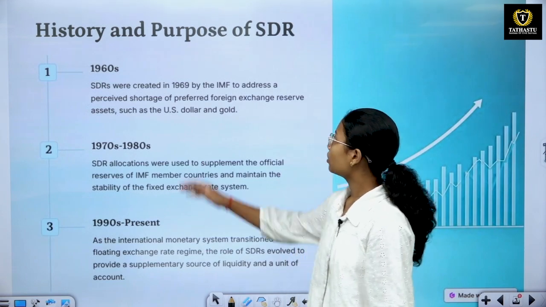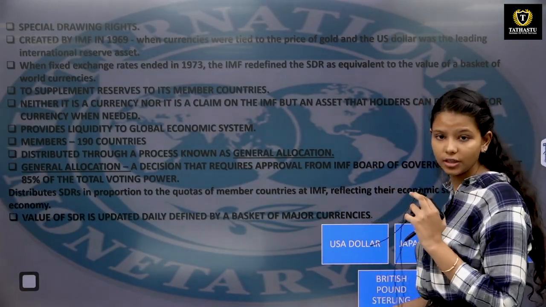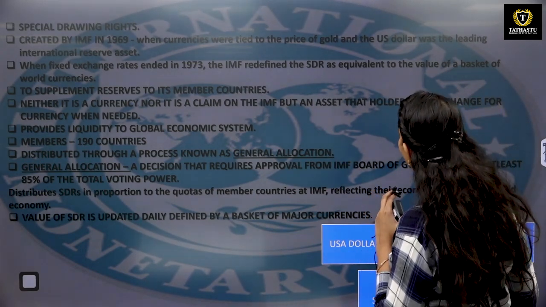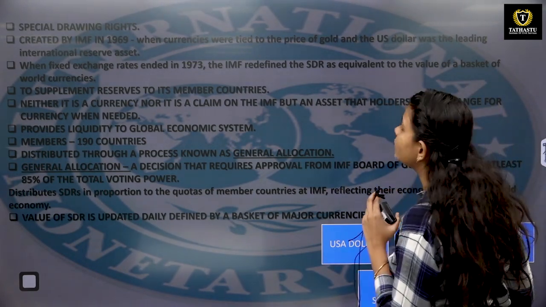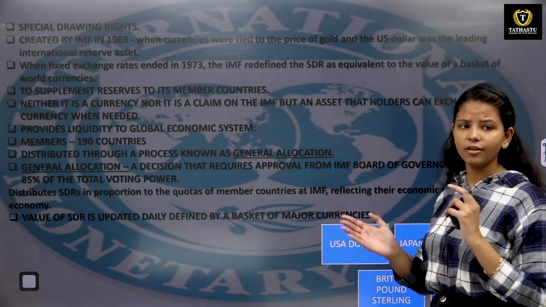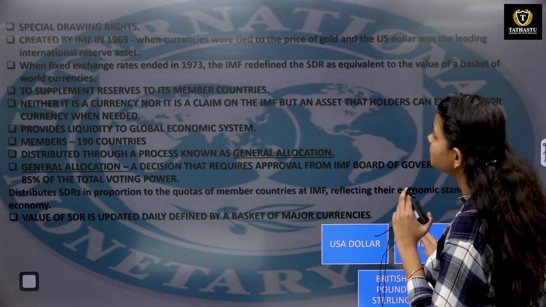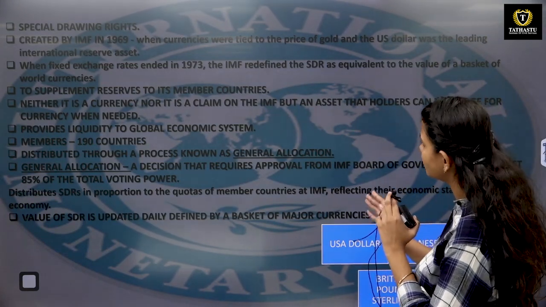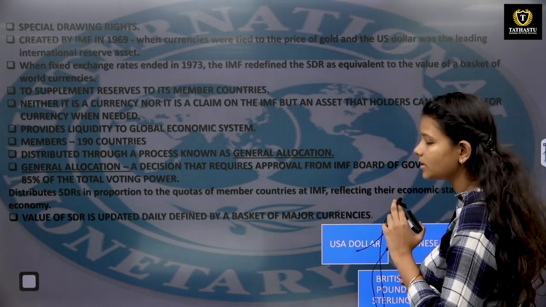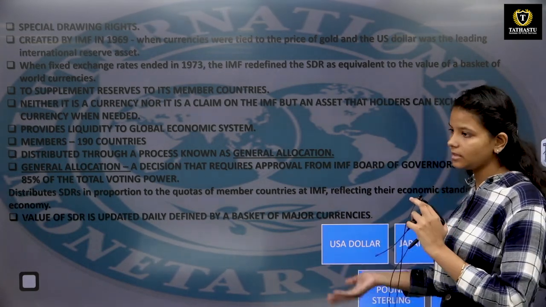Okay. So in 1973, when we had a shortage of these assets, the IMF redefined the SDR as equivalent to the value of a basket of the world currencies. So now SDR was kind of a paper gold, which can be used to supplement reserves, and the function of SDR is to supplement reserves of its member countries, so they can use it as their reserves for buying and selling.